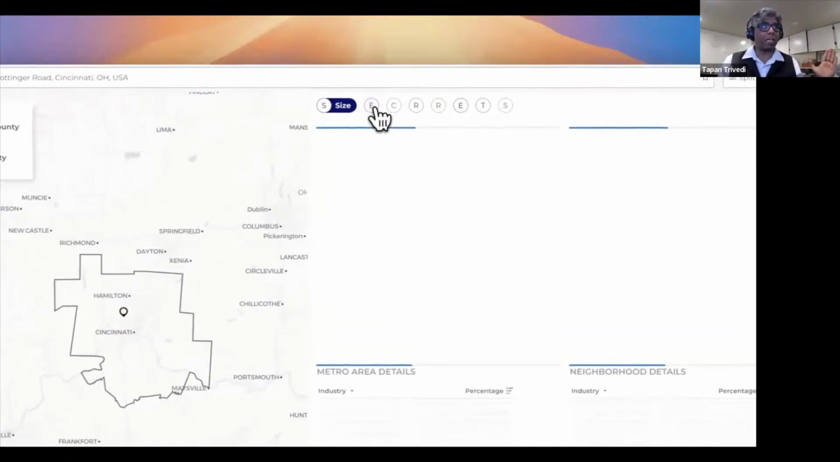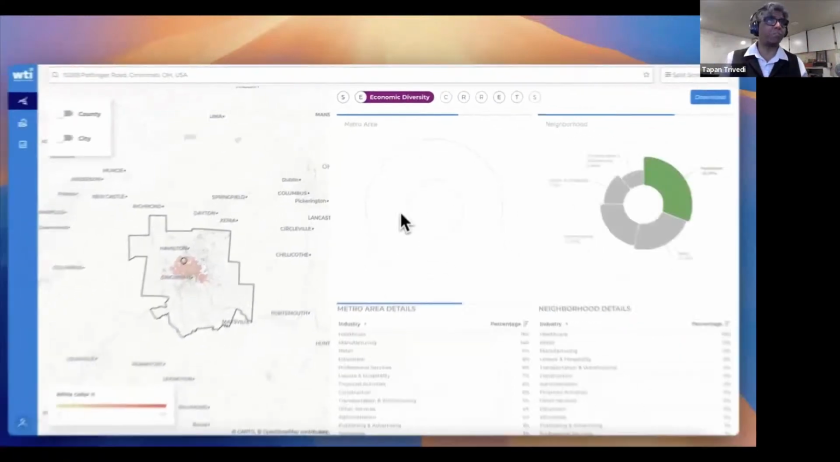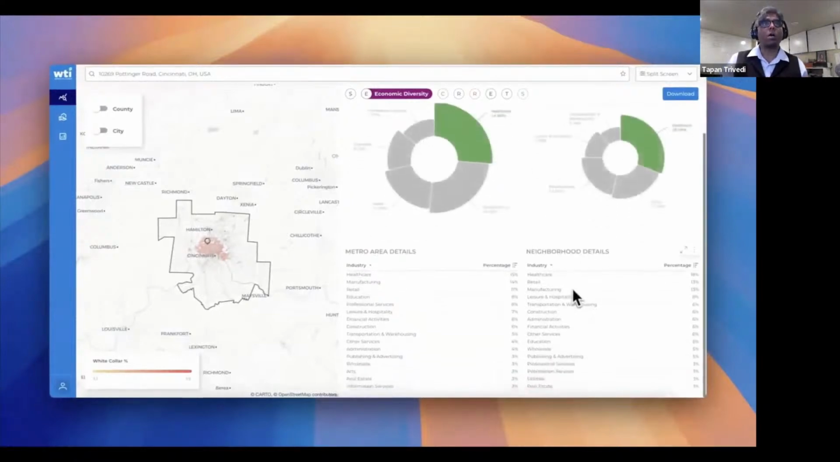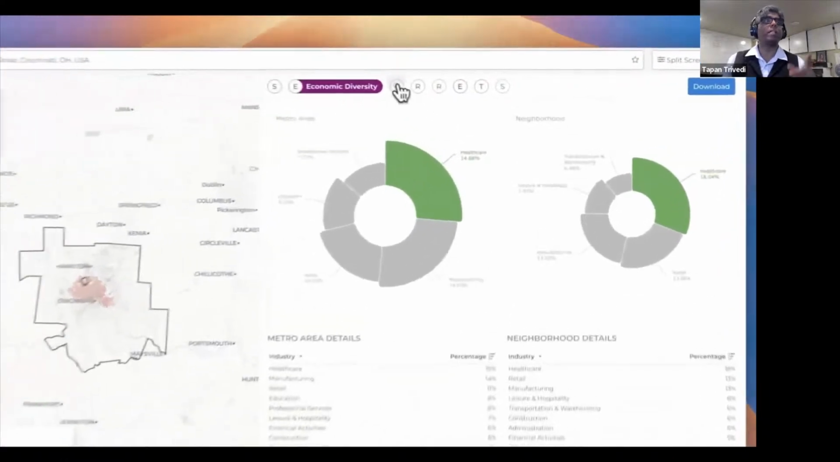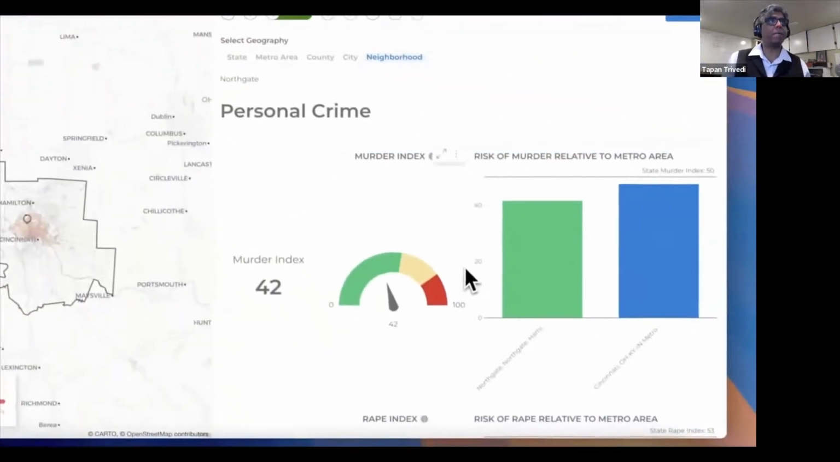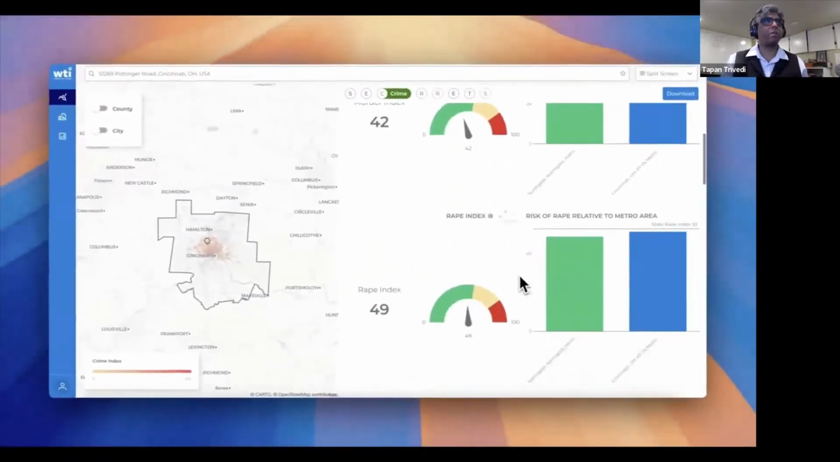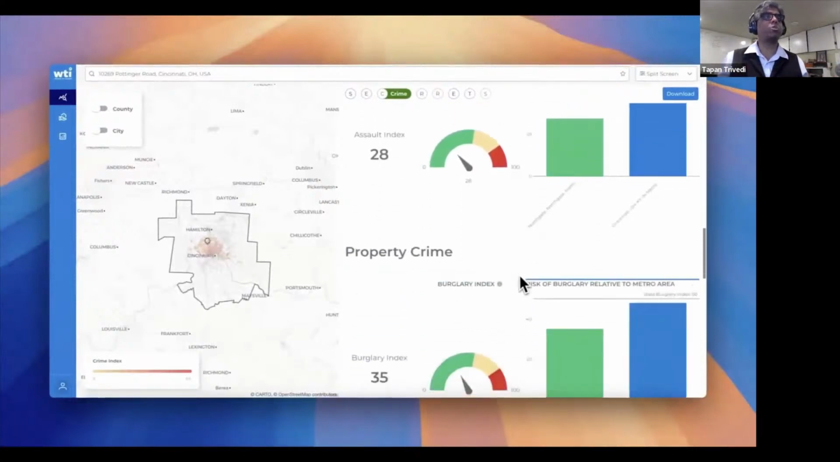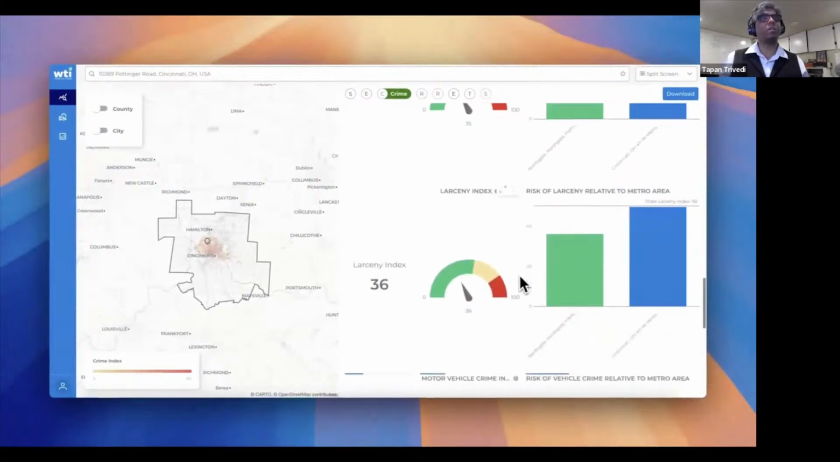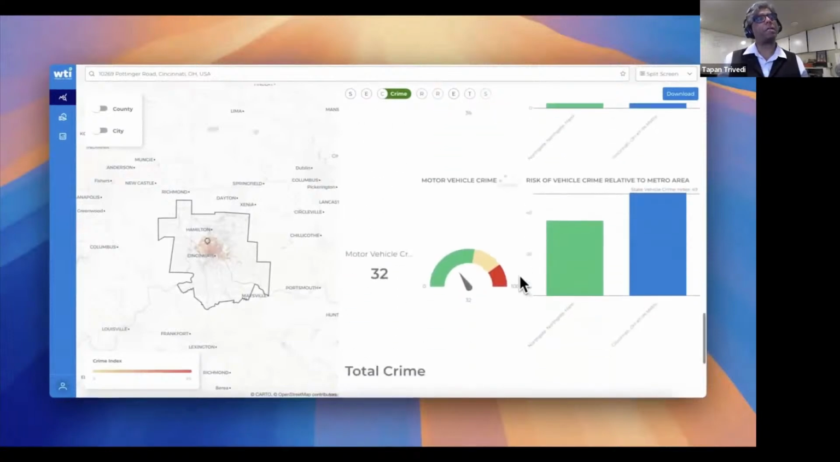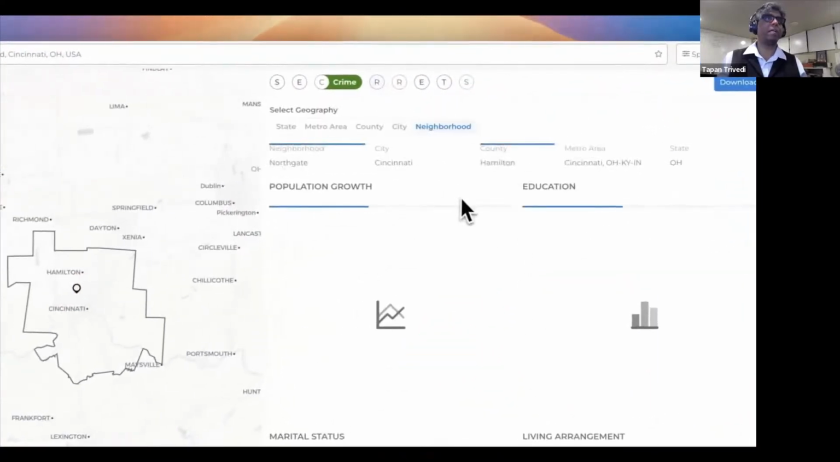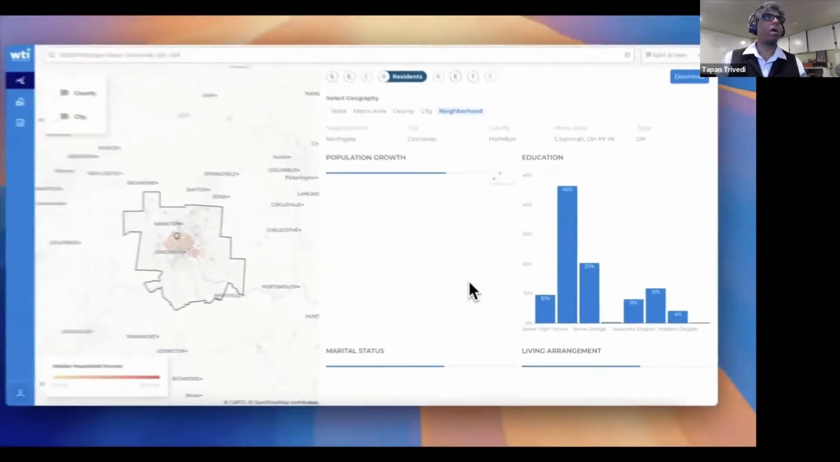the map on the left changes as you change dashboards. Now this is economic diversity. You want to make sure that not a single industry has a lot of people employed in the metro area as well as the neighborhood. This is the crime. The graph on the left shows how the neighborhood compares to all the neighborhoods in the USA. The one on the right shows how it compares to the rest of the neighborhoods in the metro area. And it's pretty easy: green, yellow, red.